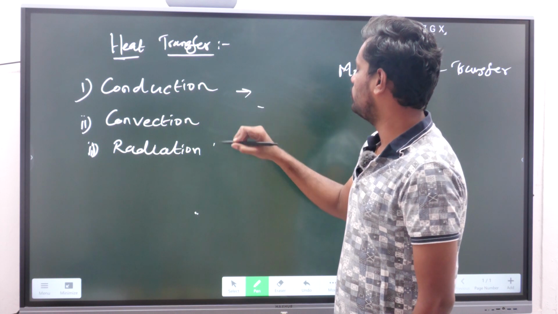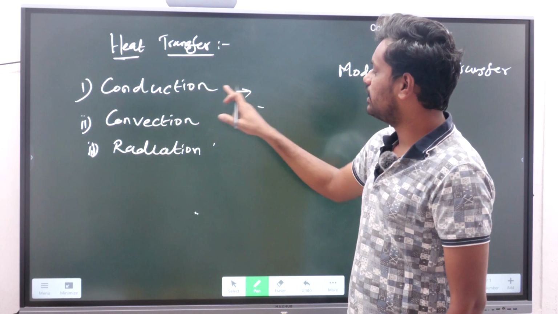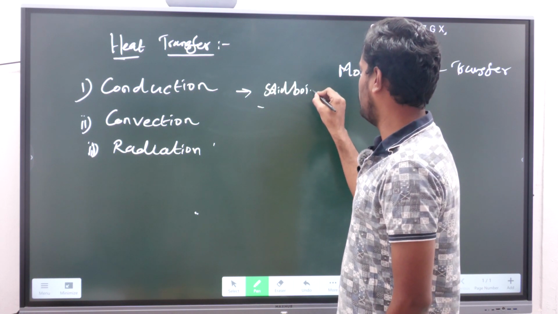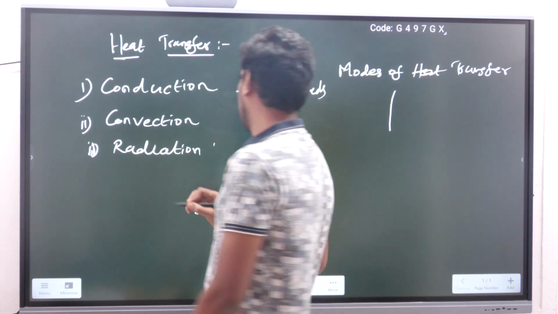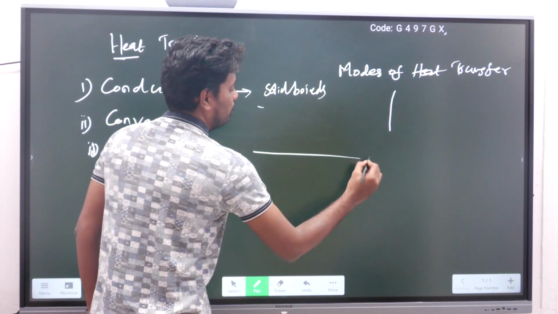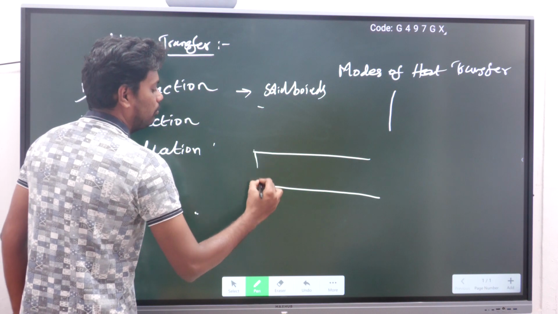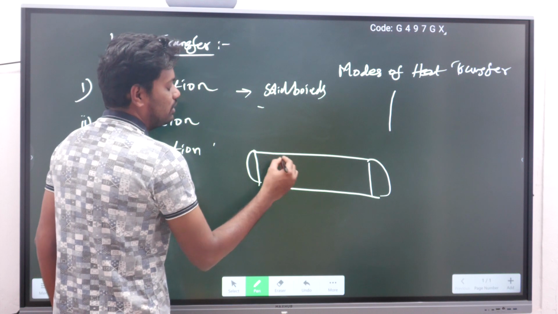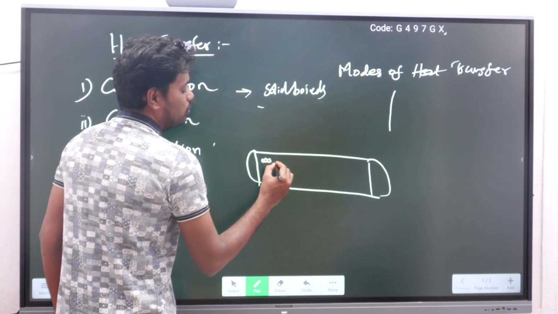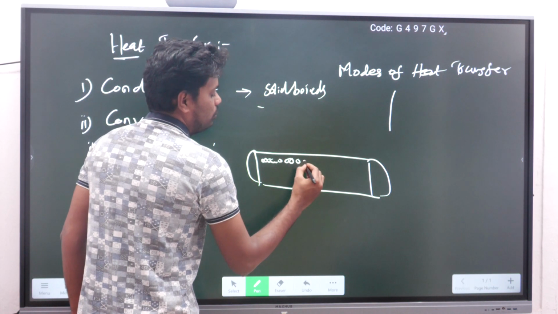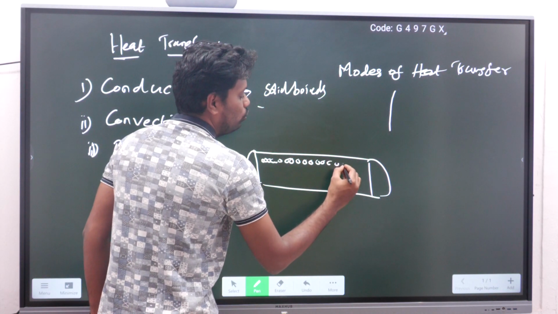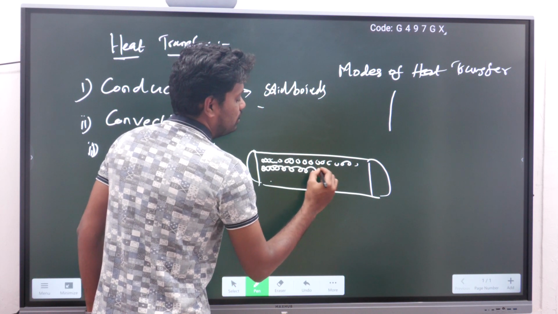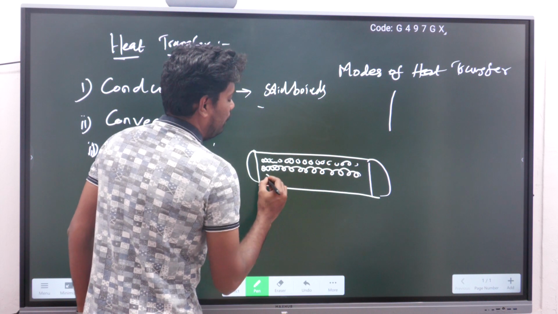Conduction is a mode of heat transfer that mostly happens in solid bodies. Maximum in solid bodies only conduction happens. For example, let us consider a solid rod, a steel rod made of steel. Inside this steel rod, molecules are there. These molecules are closely packed, and the gap between two molecules is very small.